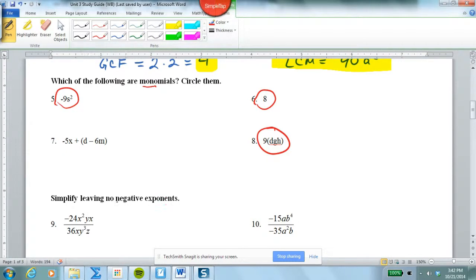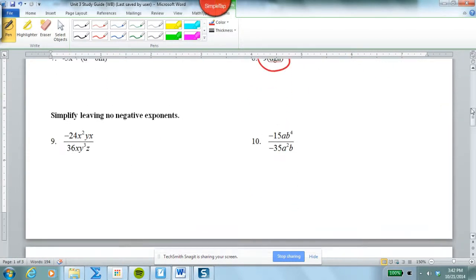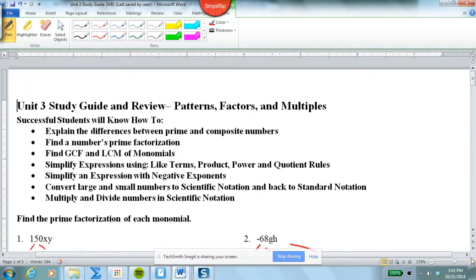Leaving no negative exponents if necessary. Leaving no negative exponents. So the first one, we're going to need to divide negative 24x squared yx all over 36x y to the third z. We're going to reduce this using our quotient rule. Quotient rule says you reduce the numbers like you normally would and subtract the exponents of any like bases. Let's make this a little bigger.